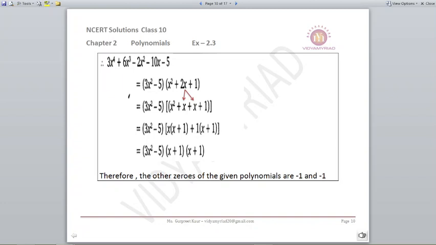So we can say that two zeros of the polynomial have already been given to us as root 5 upon 3 and minus root 5 upon 3. So the other zeros, from x plus 1 and x plus 1, are minus 1 and minus 1, since both are the same. So we have got the four zeros for this polynomial.